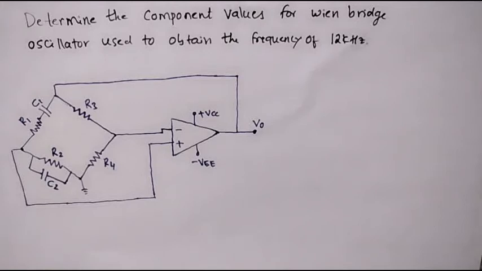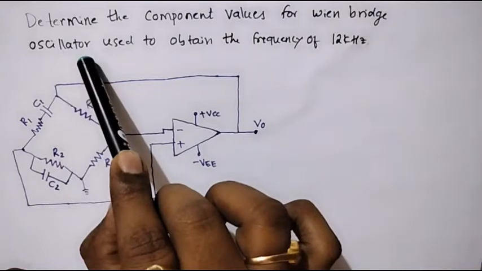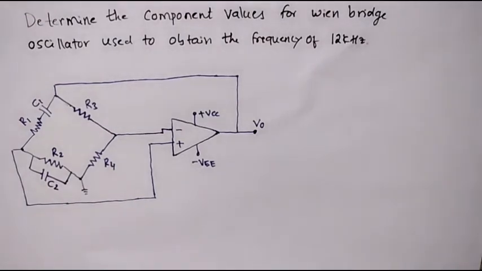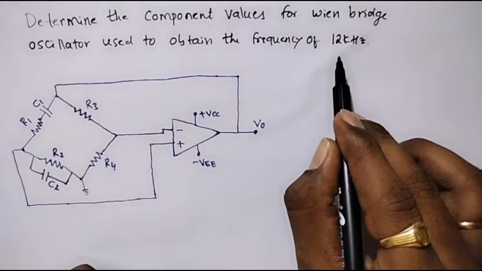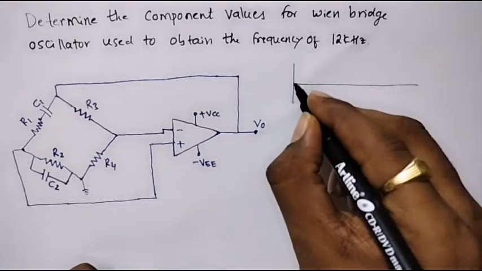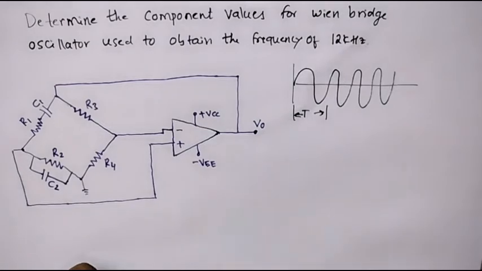Let's take one numerical on Wien-Bridge oscillator. Determine the component values for Wien-Bridge oscillator used to obtain the frequency of 12 kHz. So in this problem, we are supposed to design a Wien-Bridge oscillator such that it should produce an output which oscillates with a frequency of 12 kHz.